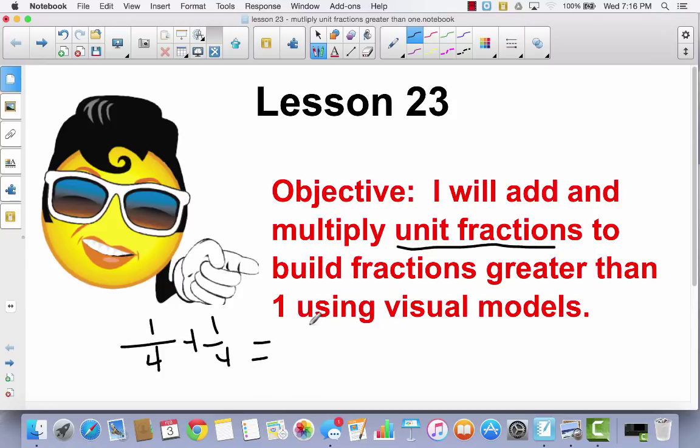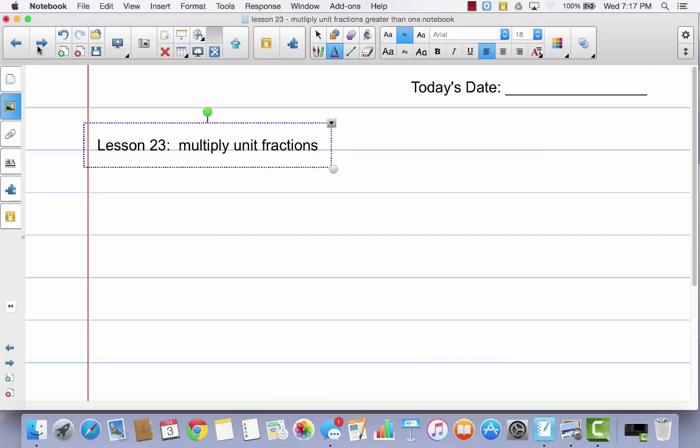greater than 1. So say, for example, we may end up with 6/4 by the time we add and multiply. So we're going to be making fractions that are greater than 1 by multiplying unit fractions, okay? Go ahead and get out your journal today, and I want you to label it with today's date, and head it Lesson 23, Multiply Unit Fractions.